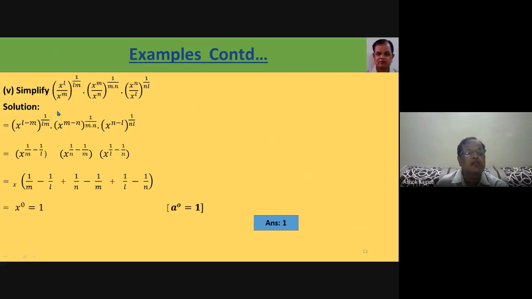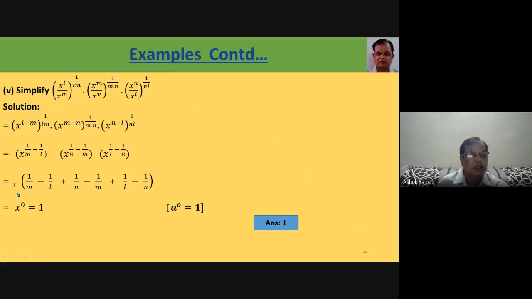Here we see the base is same, so we can subtract the powers in this also and in this also. Then x raised to the power l minus m, because the whole power is 1 by lm, and x raised to the power m minus n whole raised to the power 1 by mn, x raised to the power n minus l, raised to 1 by nl. We will multiply this power to these two. If it is multiplied by l, then the l's cancel, and only 1 by n will remain. In the same way 1 by l, in the same way 1 by n. And x raised to the power 1 by l minus 1 by n, because we are seeing here the base is same, here is x, here is x, here is x also.